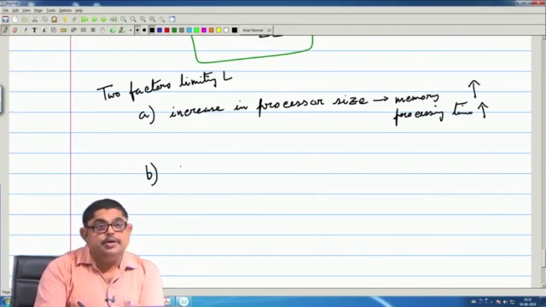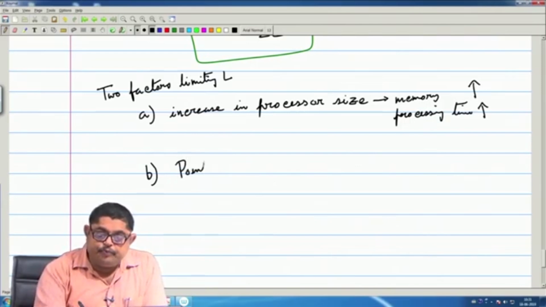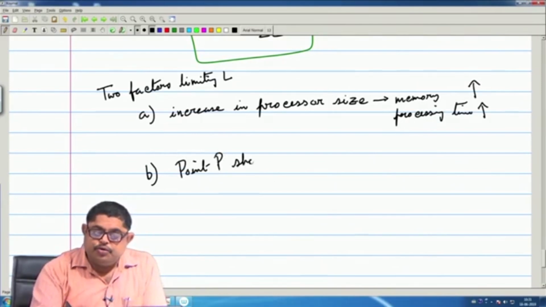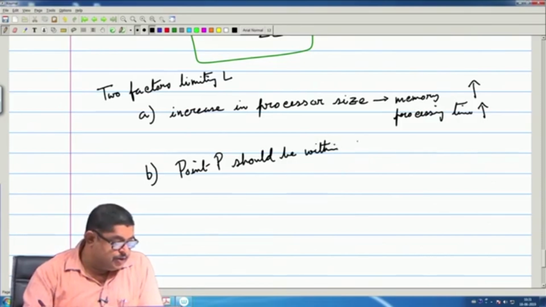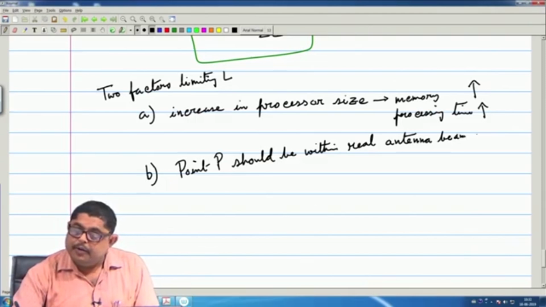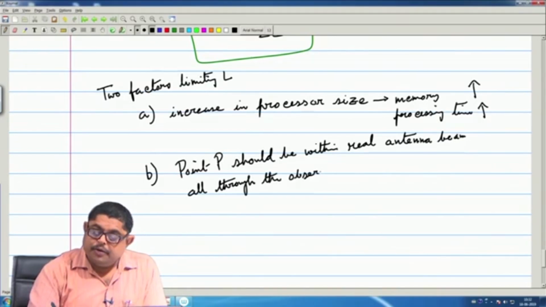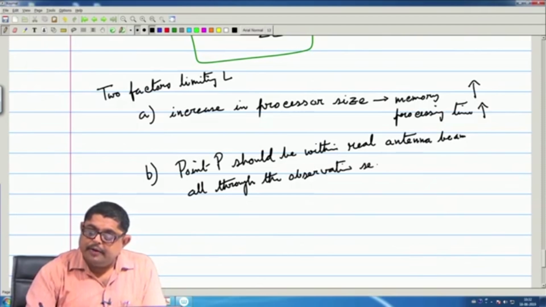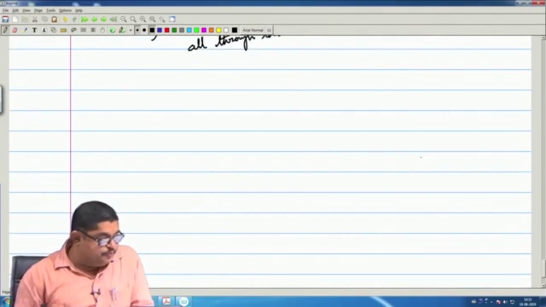Second thing is a geometric limitation, that point P should be within real antenna beam all through the observation section L. Now, this point we will discuss now.